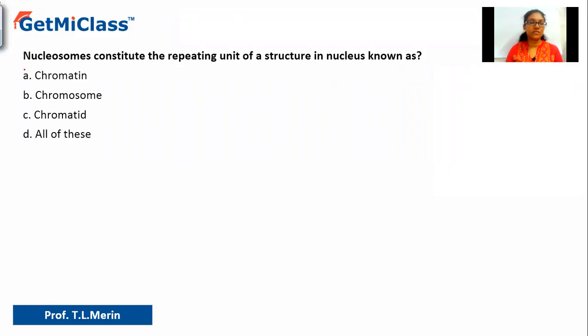So let's solve this question here. It says nucleosomes constitute the repeating unit of a structure in nucleus known as option A chromatin, option B chromosome, option C chromatid, option D all of this. So let us understand the question. It says nucleosomes constitute the repeating units of a structure in the nucleus known as.